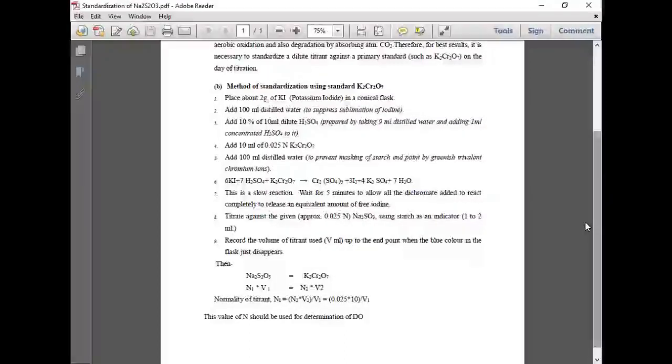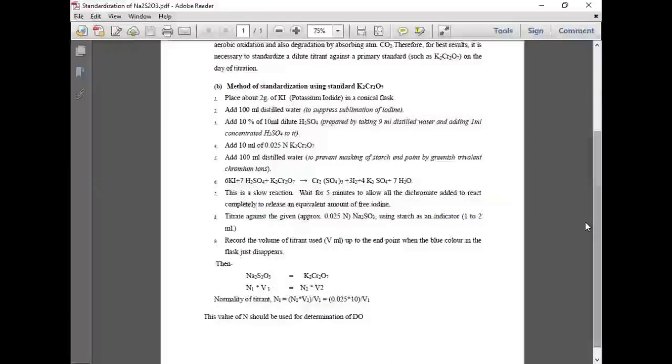So we are going to dilute the available K2Cr2O7 in the same manner as we did in step number 3. We are going to take a 10 ml measuring cylinder and add 1 ml of K2Cr2O7 whose normality is 0.25 normal, and then add 9 ml of distilled water to it. So this is now 0.025 normal K2Cr2O7 and we are going to add it into the conical flask.